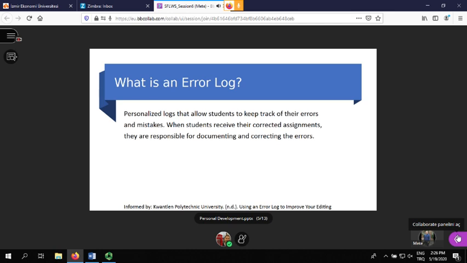All right, what is an error log? Not going to read this whole thing. You can read it by yourselves. But it basically puts students more in control of the correction process. They have to document and attempt to correct their errors. All right, moving on.